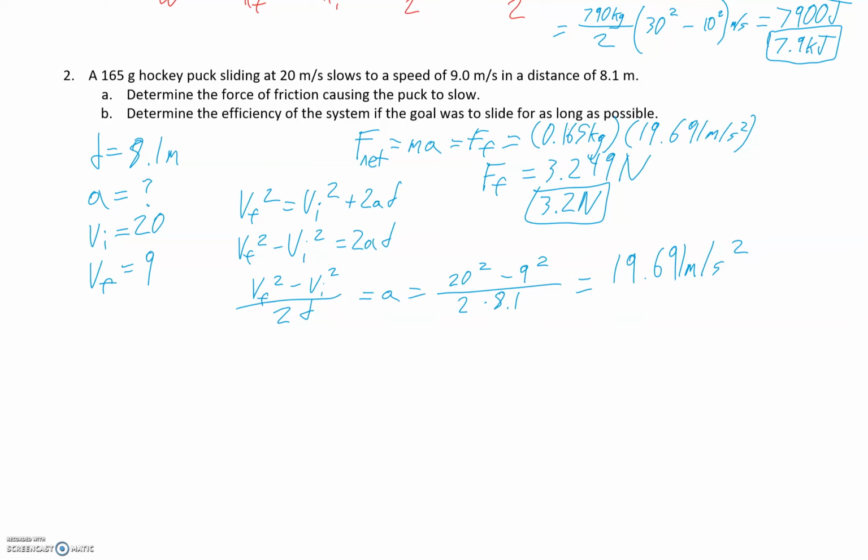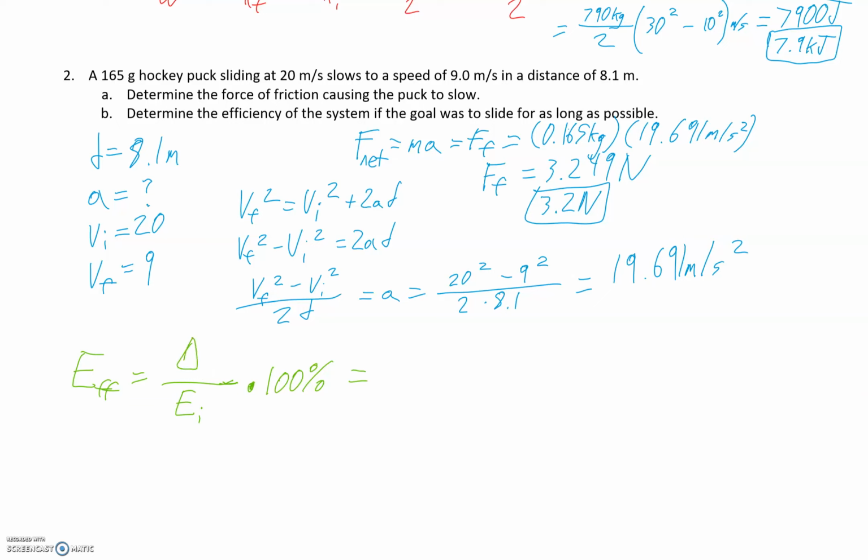Determine the efficiency of the system if the goal is to slide for as long as possible. So basically, how much wasted energy was there? Well, for efficiency, we need to basically take the energy final divided by energy initial times 100% in order to find the efficiency. Basically, how much energy loss? What's the change in energy over the total original energy?